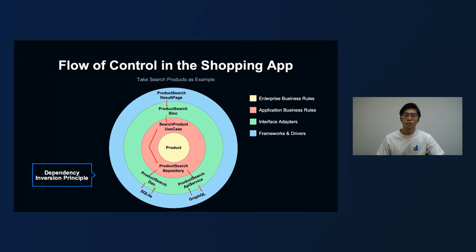Then the flow of control goes back to the product search repository. The repository will convert the returned data model into a product domain model list, then return it to the search product use case. Then the use case will manipulate the returned list. For example, we add the filter logic, then return the filtered product list to the product search BLoC. Then the BLoC will convert the product domain model into a product view model list, then emit a success state for the product search result page to update its widgets accordingly.